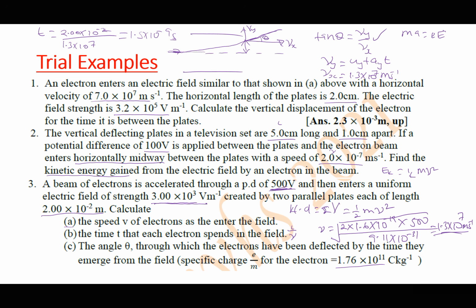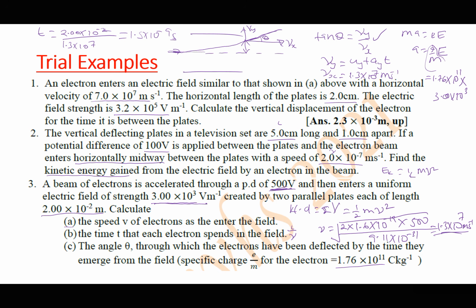This is small e times capital E. So if I divide by m, it means acceleration is equal to e over m times E. And e over m has been given, and capital E has also been given. So the acceleration here is going to be 1.76 times 10 power 11, then times E, which has been given as 3.00 times 10 power 3. That will give you the acceleration.